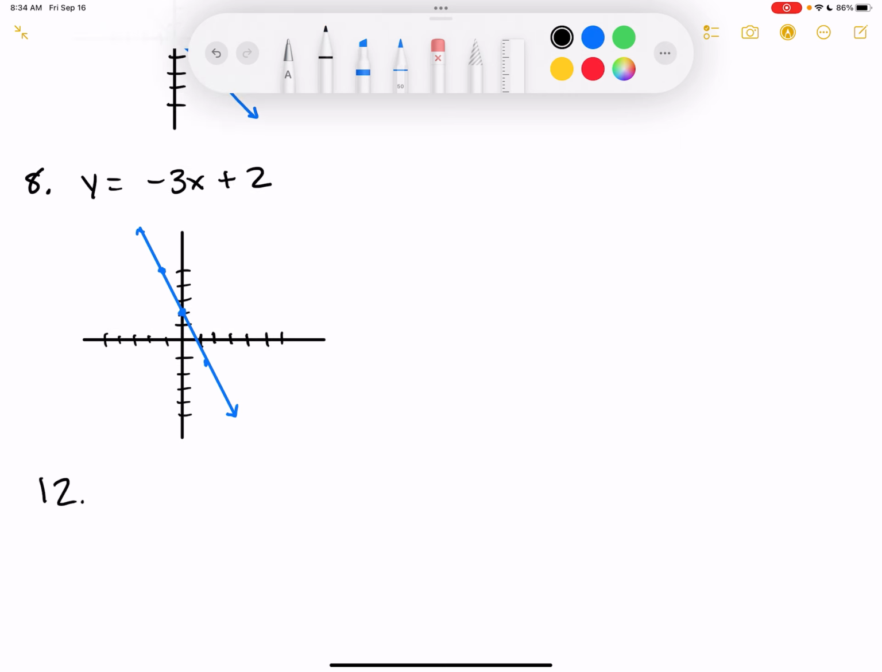Um, 12. So there's just a whole bunch of these graphing problems. So I'm just going to do a few of them unless y'all feel like you need to see more than that. 12, y equals 3x minus 4.